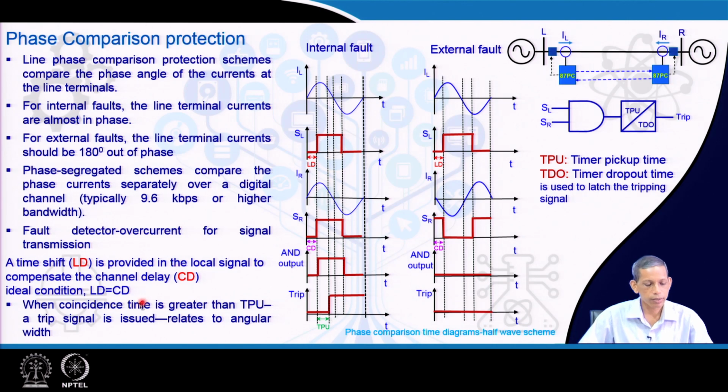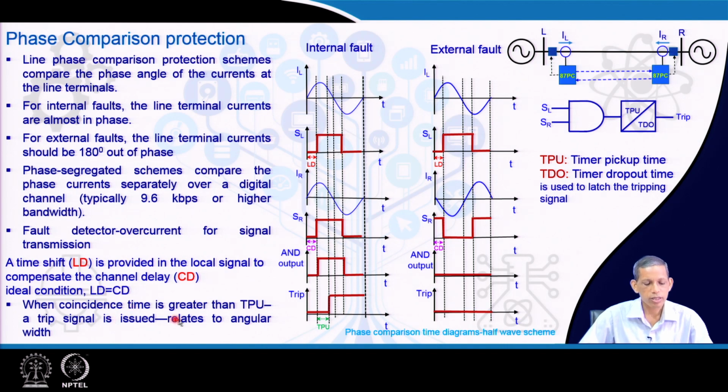Now, consider that if LD and LD equals CD at the local end, that is the ideal condition. Then the corresponding phase angle information can be obtained from this coincidence time very accurately.